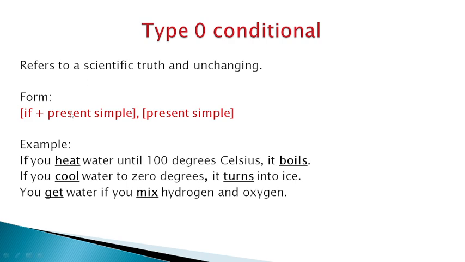Look at the second example. If you cool water to 0 degrees, it turns into ice. It also happens wherever you do the experiment. The third example for type 0 conditional is: you get water if you mix hydrogen and oxygen. Whenever you mix hydrogen and oxygen, you get water. So it is a universal truth, and you have to use simple present tense in both clauses.